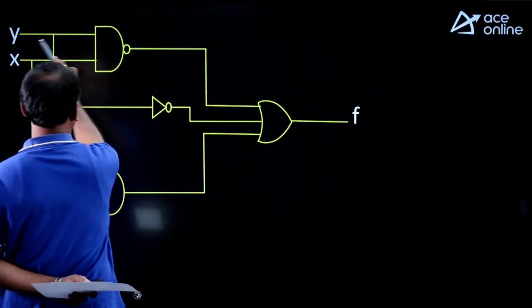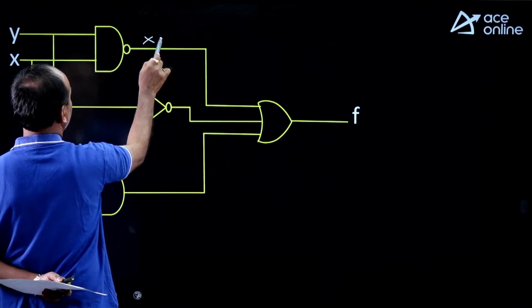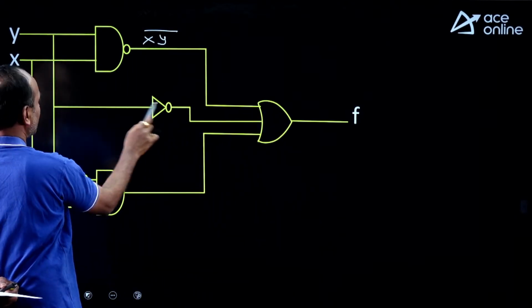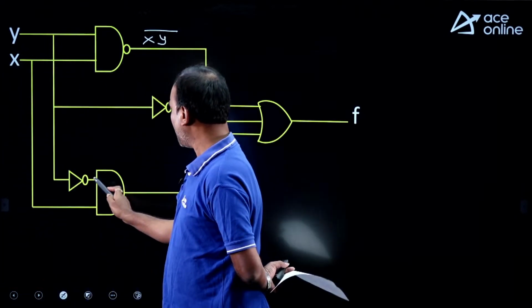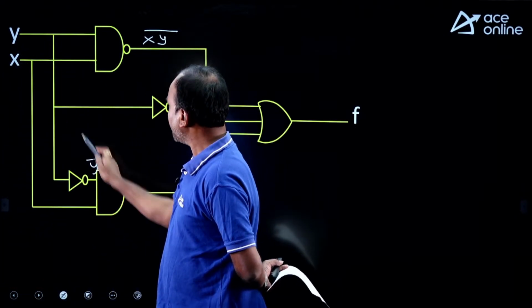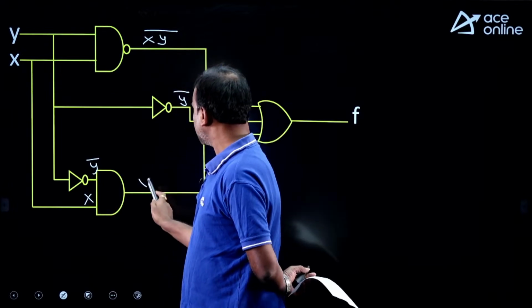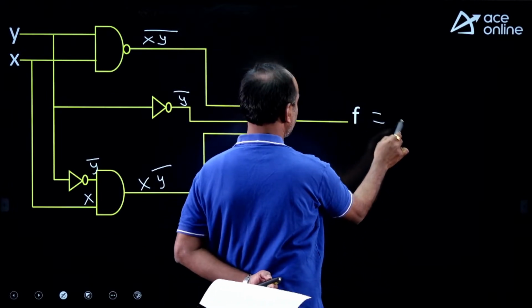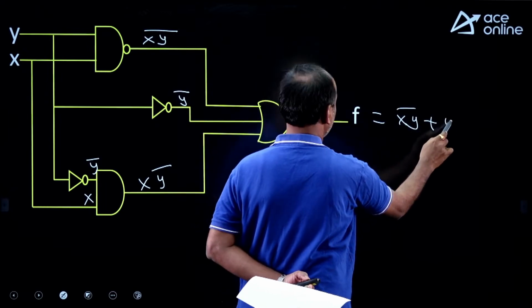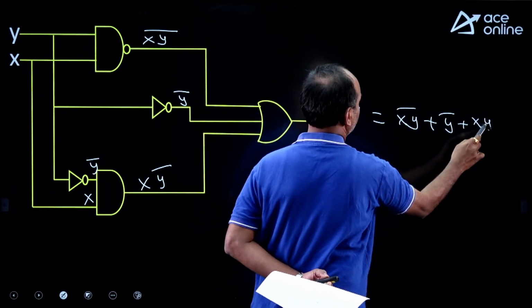Now coming to this: Y bar, X, XY complement. Is Y connected? Y complement. Now observe, this is Y bar, Y complement, and X, XY complement. Now what is the value of F being asked? The expression is XY complement plus Y complement plus XY complement.